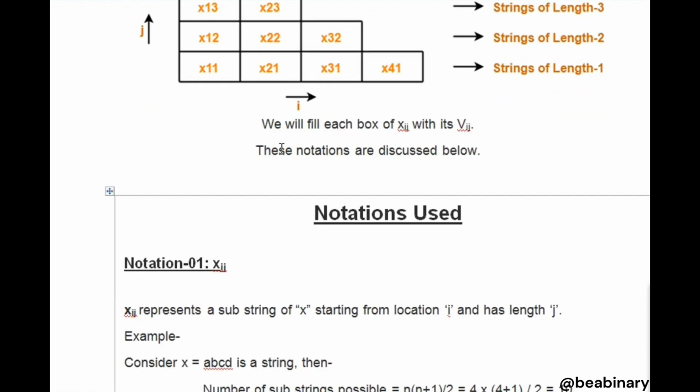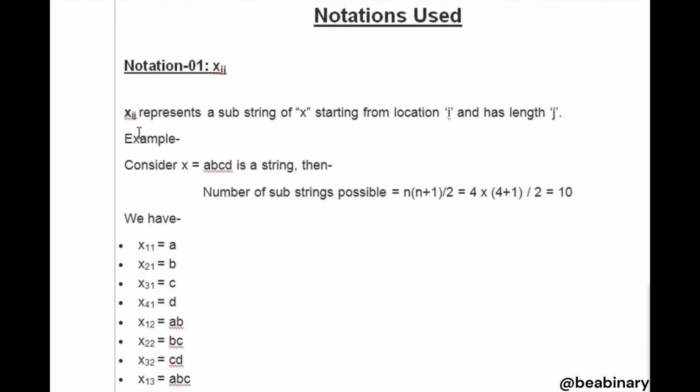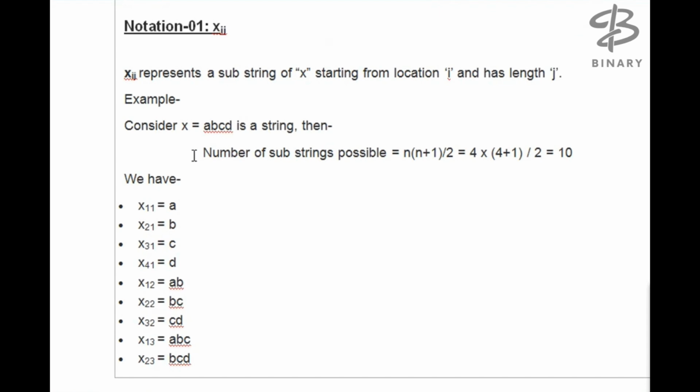So here some notations have been used. Okay, so xij represents a substring of x starting from the location i and has length j. Okay, x और यहाँ तक आपको जाना है j. So suppose we have considered that x is a string and has the substring a b c d. ऐसा आप consider अभी करें. Okay, A stands for one substring, B and C.